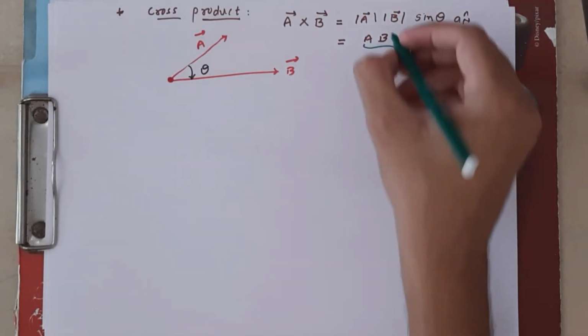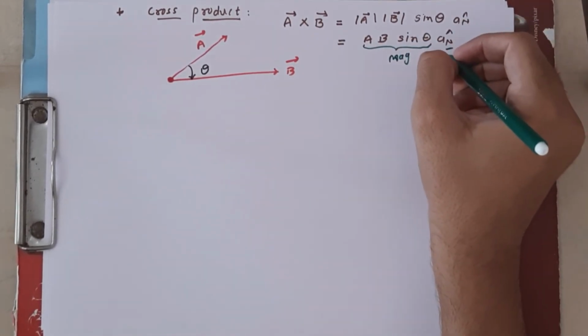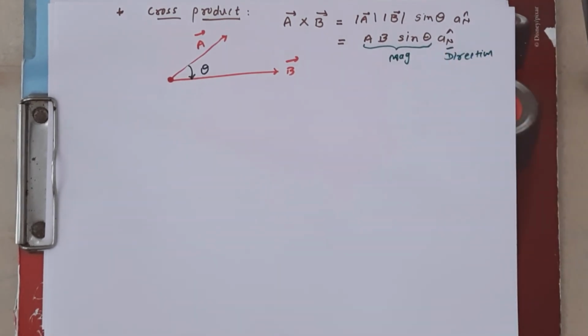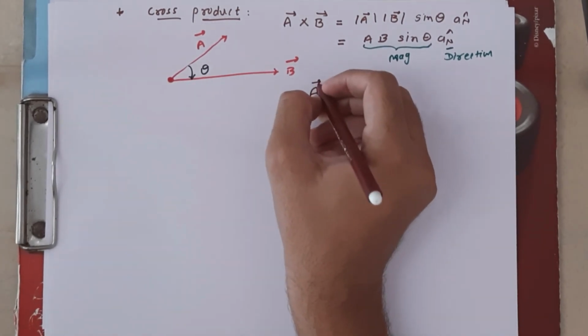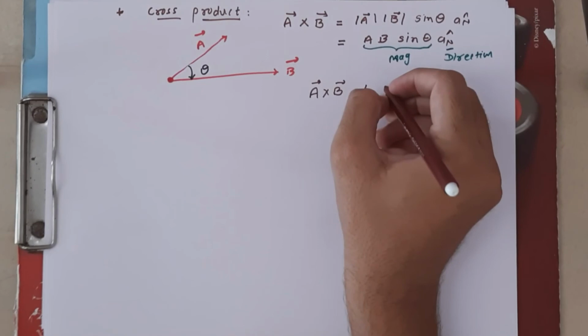So this one is the magnitude of the new vector which is generated, and n cap is the direction or unit vector. This is the cross product between two vector quantities. So we can say that A cross B is not equal to B cross A.